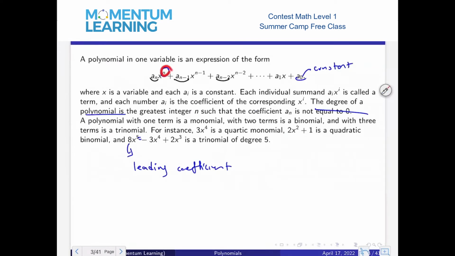Again, to go over it: n is the degree, then the leading coefficient, and the constant term.